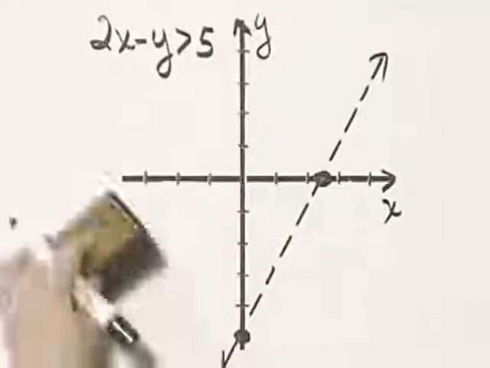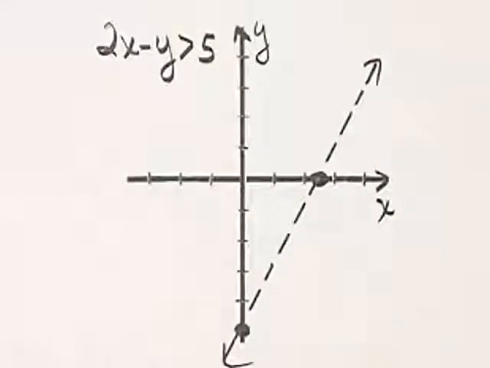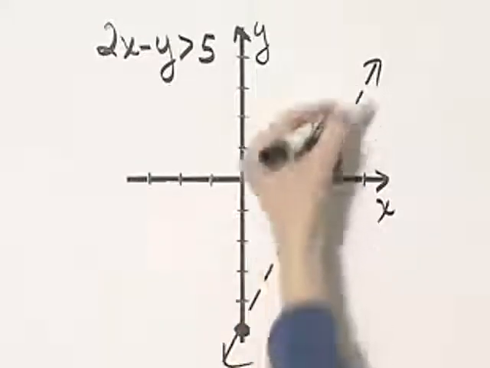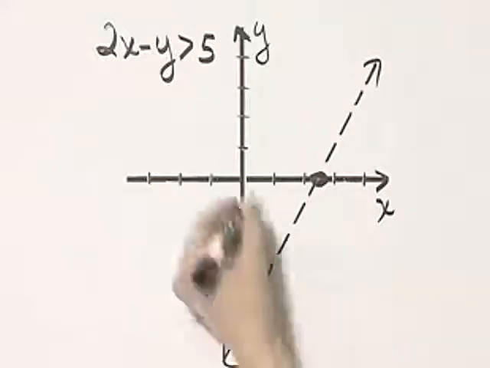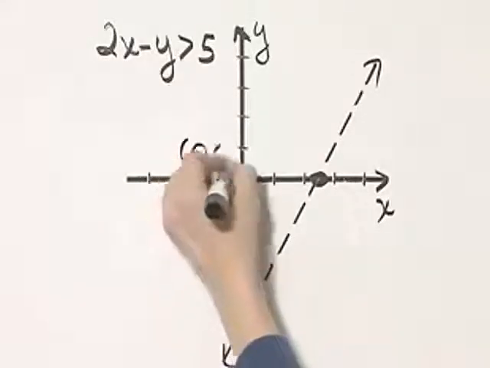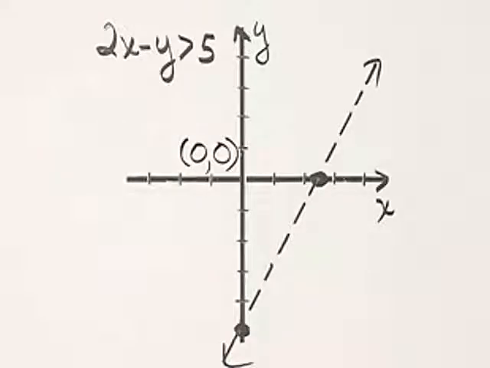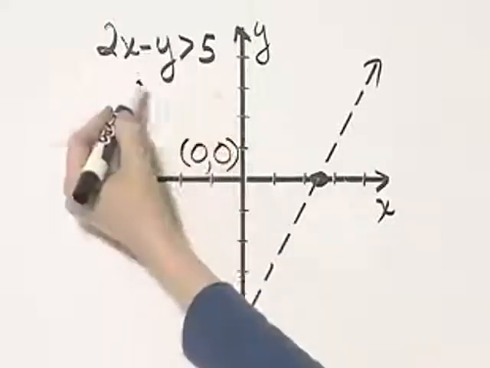Now I need to shade one side of the boundary line or the other. How do we decide what side to shade? We find a test point not on the boundary line, and we check the test point. I'm going to check the point with coordinates 0, 0. So I'll let x be 0 and y be 0.